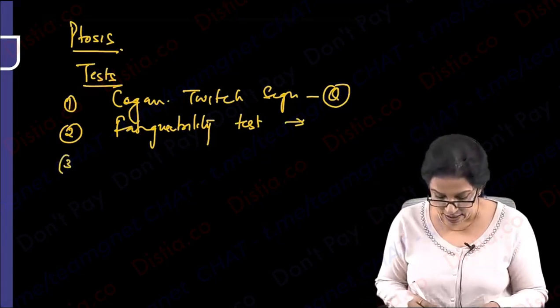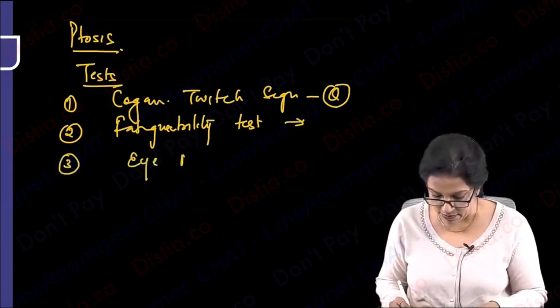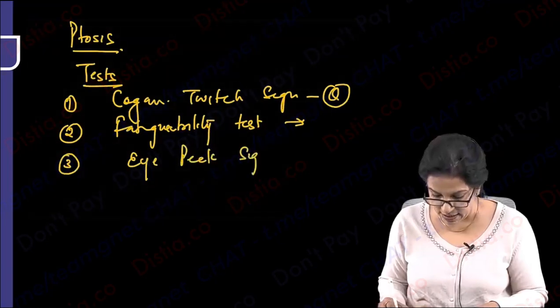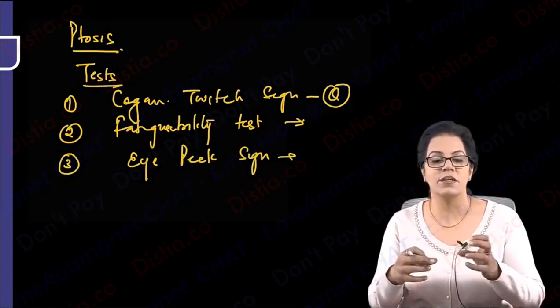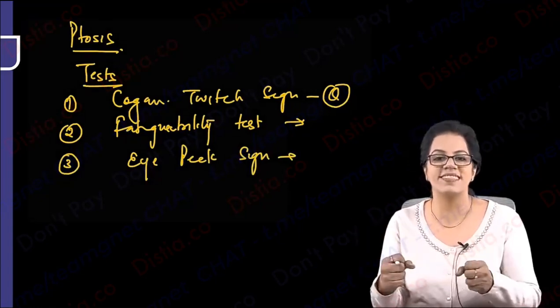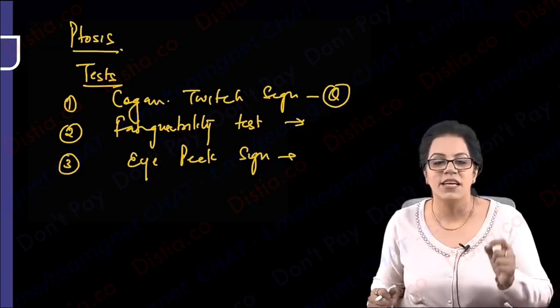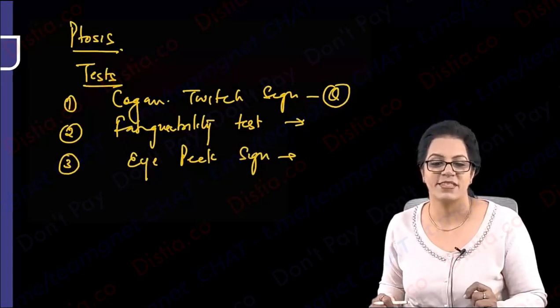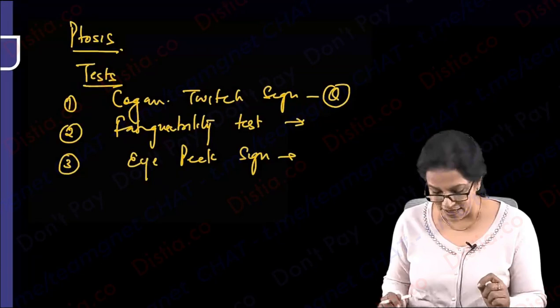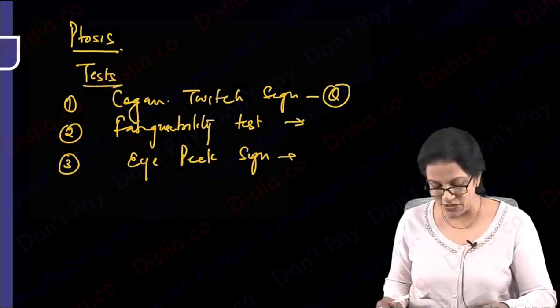Third is the eye peek sign. What is eye peek sign? You ask the patient to close his eyes continuously for some time, again the same 30 to 50 seconds. What happens? Orbicularis now starts getting tired and there is a peeking of a little opening of the eyes. That is what is called eye peek sign. You'll remember? Yeah. What about some lab investigations?